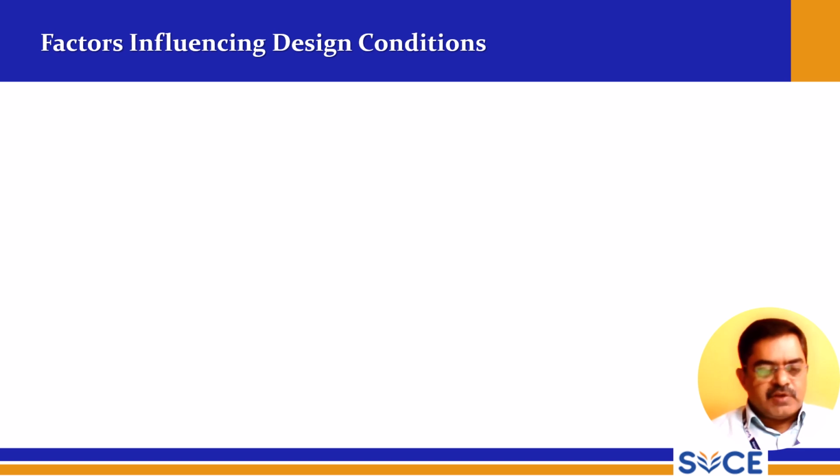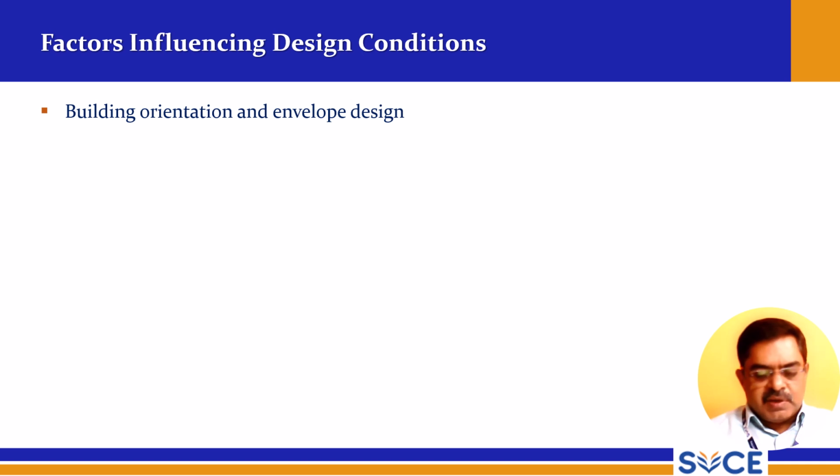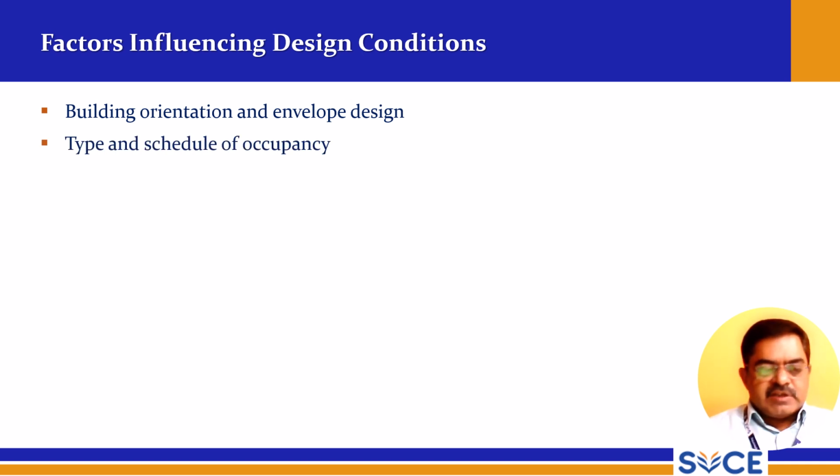Factors influencing design conditions: building orientation and envelope design. Building orientation is about whether the windows are directed toward the sun. If we have windows towards the east, there will be heat penetration during sunrise on the east side. When there are windows on the west side, there will be heat penetration when the sunset is happening. That is orientation.